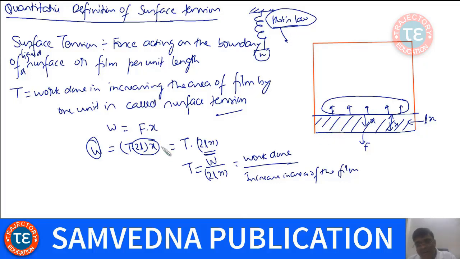Whatever work you have done, that will appear as surface energy of the film. That will go on increasing the surface energy of the film. Whatever surface energy of the film was there, this work done will go into increasing the surface energy of the film. So when you stretch it, when you increase the area, the surface energy becomes higher, right?